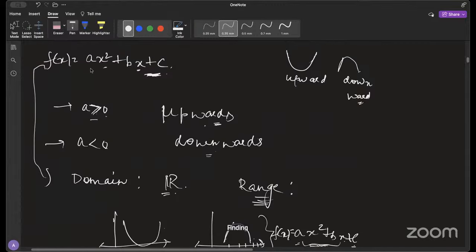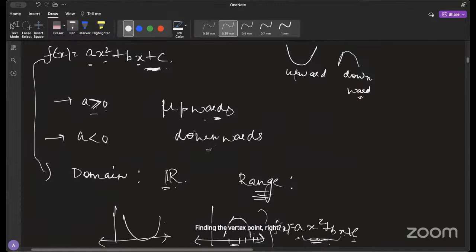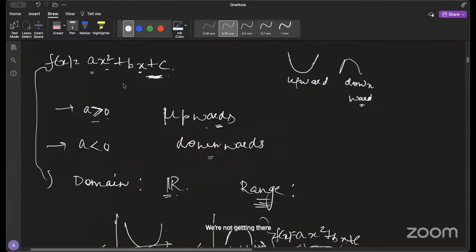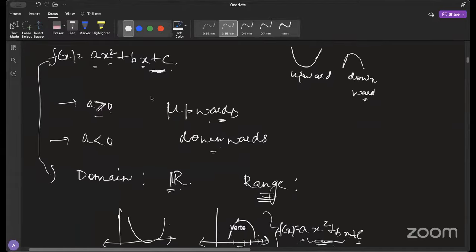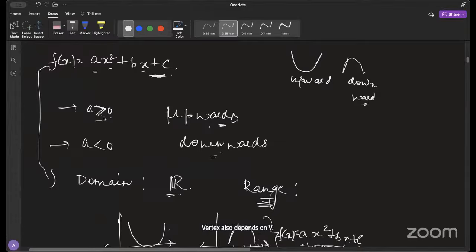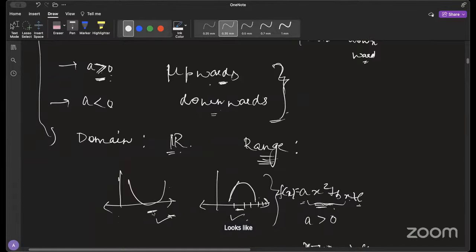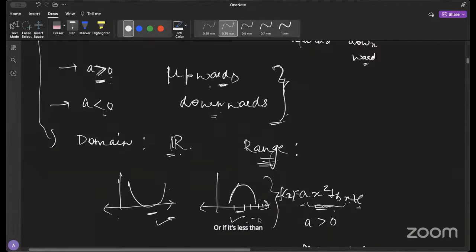Finding the vertex point, right? It is the vertex point, but we're not getting there. Vertex also depends on B, and we are only trying to fix things with A. We'll come to this later. For now, keep in mind that if A is greater than 0, it's an upward parabola, looks like this one. If it's less than 0, then it's a downward parabola.